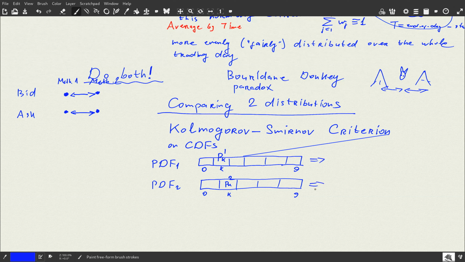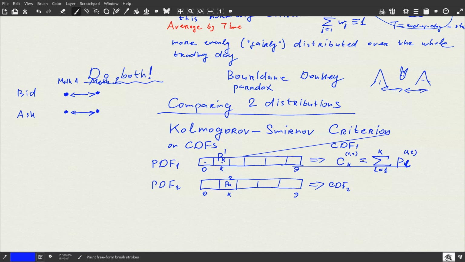Out of these densities, we need to construct CDFs: cumulative distribution function one, cumulative distribution function two. How? It would be the formula C_K^(1 or 2) equals the sum from L equals 1 to K of P_L^(1 or 2), respectively one or two. So the first element of the CDF is just the PDF. The second one is the sum of the first and second one, and then the running cumulative sum.